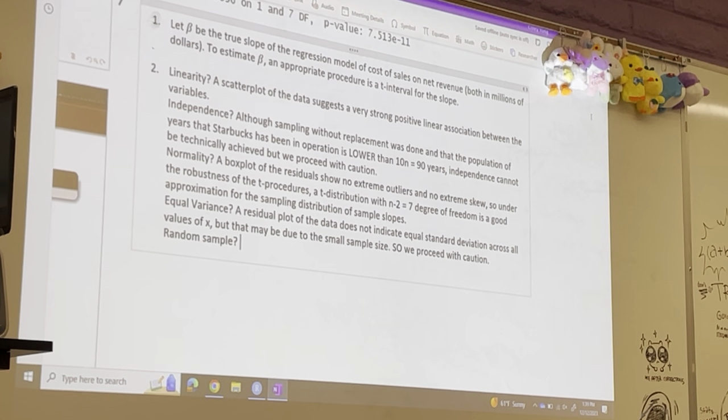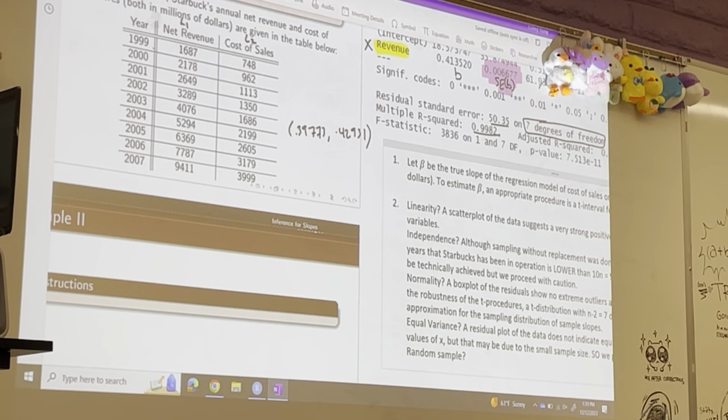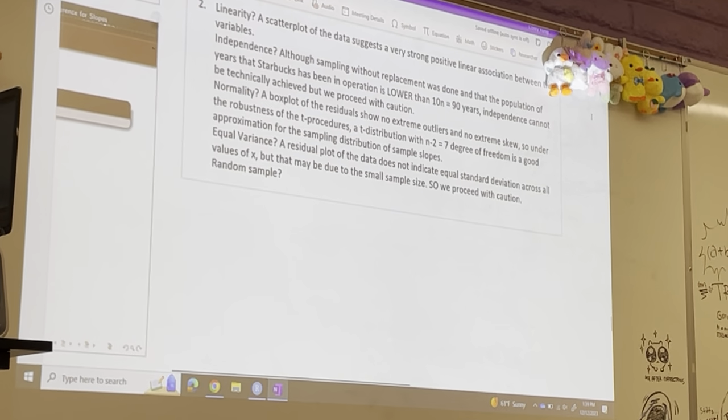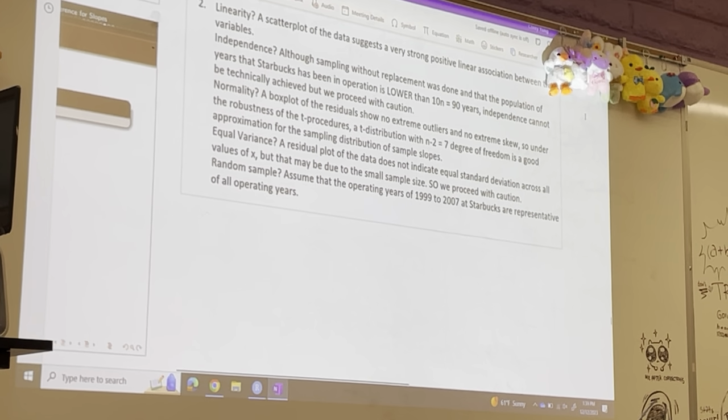In this case, random sample, it didn't say it's not randomly selected because they're just taking a chunk of years. So we're going to just have to say that we're going to assume that this chunk of years is representative. So in this case, assume that the operating years of 1999 to 2007 at Starbucks are representative of all operating years. Okay, so that's the best we can do.